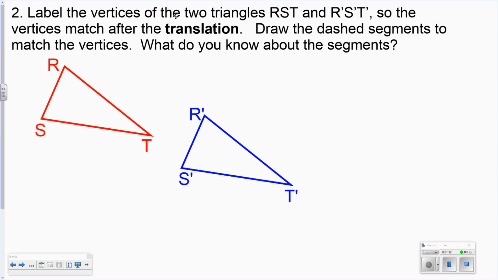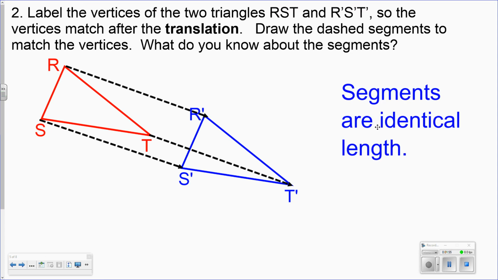2. Label the vertices of the two triangles RST and R'S'T' so the vertices match after the translation. Draw the dashed segments to match the vertices. What do you know about the segments? So we want to draw a line from R to R prime, S to S prime, and T to T prime. And you should notice these three segments are identical in length.